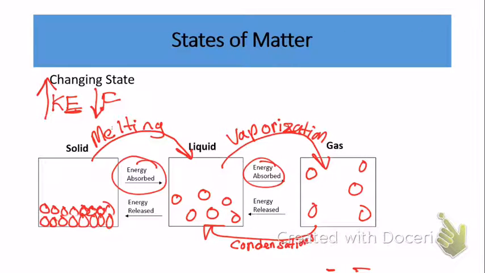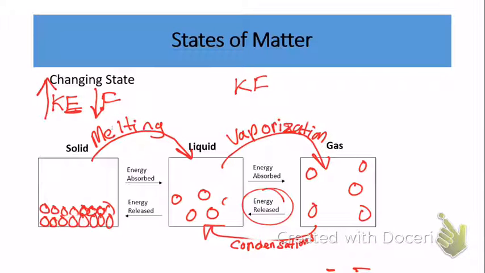And condensation occurs because of the opposite idea here: the particles in the gas phase are losing kinetic energy. They're releasing kinetic energy. And as they release kinetic energy, it goes down. So if our kinetic energy goes down, then the force of attraction goes up, and the particles then have not a lot of freedom, and they become a liquid.